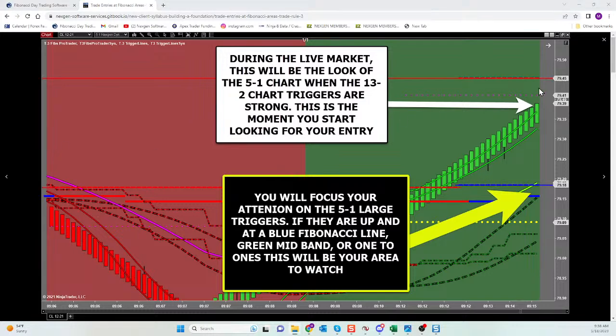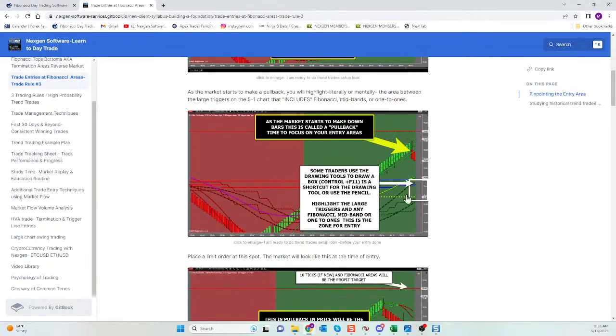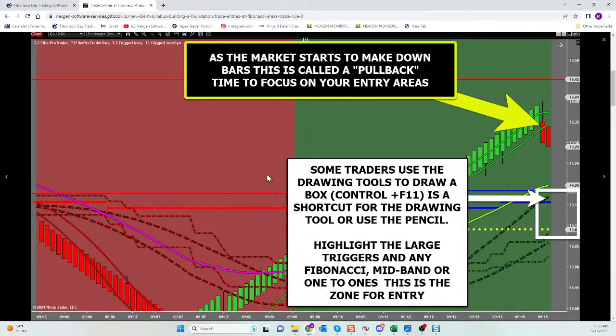Everything is screaming to the upside, and you're sitting there saying to yourself, man, I sure hope it comes back and gets me. Rule number 3 says that you are going to use a limit order, which means that you're going to wait for the market to come to you. And you're going to use a limit order to buy or sell an area.